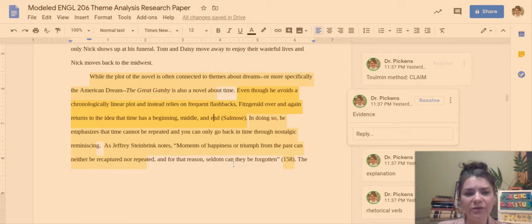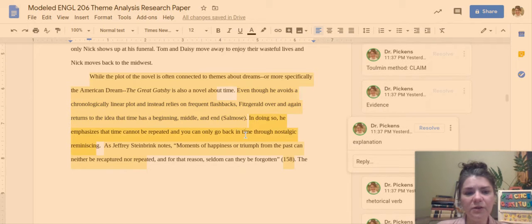"Even though he avoids a chronologically linear plot and instead relies on frequent flashbacks, Fitzgerald over and again returns to the idea that time has a beginning, middle, and end." Okay, this is a piece of evidence that I have. I am paraphrasing it and putting it in my own words and kind of summarizing what this author is saying. I still have to cite it because it's not just my thoughts. And again, in this paragraph, I'm following the Toulmin method. I have my claim, I have my evidence, and now I'm going to explain or give some analysis of what the author is trying to do to develop the theme through this.